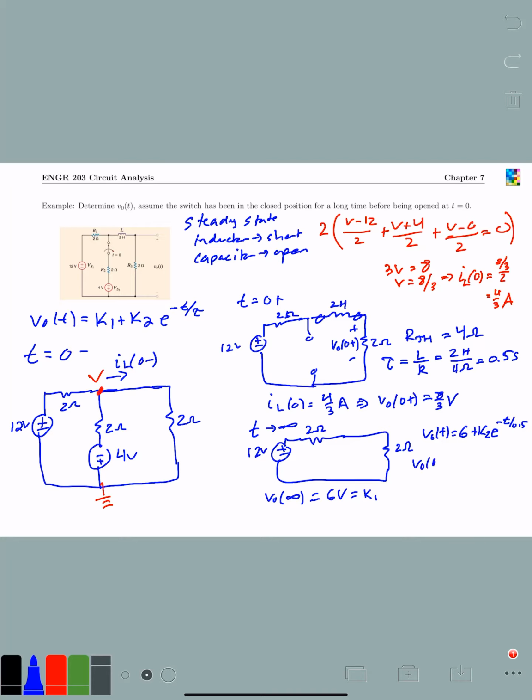And in order to find K2, we plug in 0. We have 6 plus K2 equals 8/3. Remember where we got that from. And so that means K2 is 8/3 minus 6. That's 8/3 minus 18/3, which is negative 10/3. And so my final answer is V0 of t is 6 minus 10/3 e to the negative t over 0.5, and my units are in volts. Again, it's a lot to take in at first, but through repetition, you'll see the general process here.